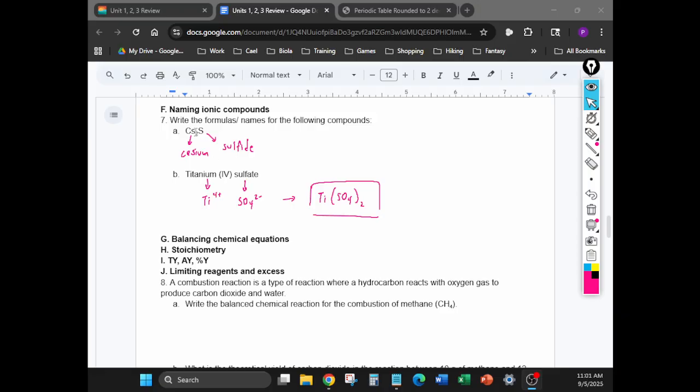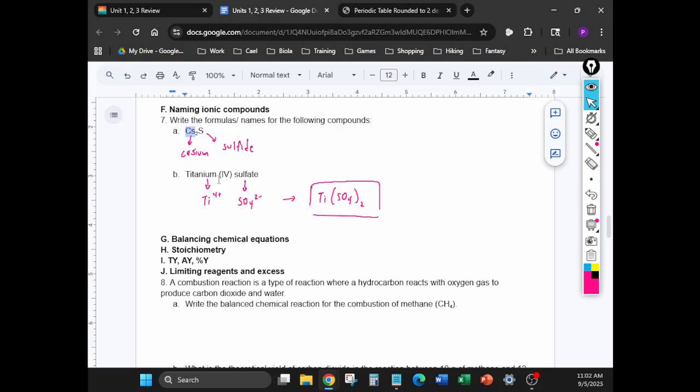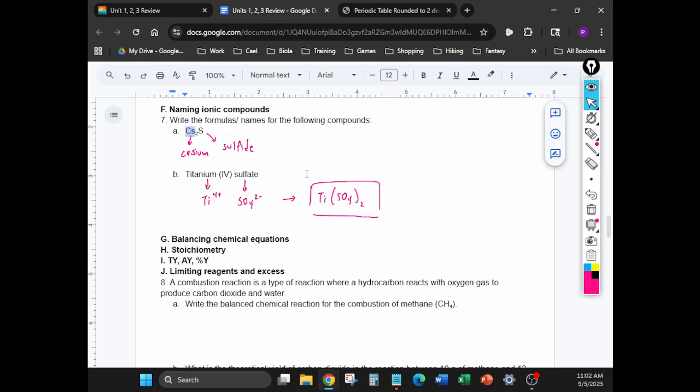So if you take a look at Part A, you got Cs2S. If you look at Cs on the periodic table, this is cesium. Now cesium, you don't need to put the parentheses behind it, because if you take a look, it is in the +1 column, right? And so since it has a most common ion, you don't need to add the parentheses. So you just write cesium. S is sulfur, but since it is monatomic, it's just one element, you change the ending to -ide. And so that's how you get cesium sulfide.